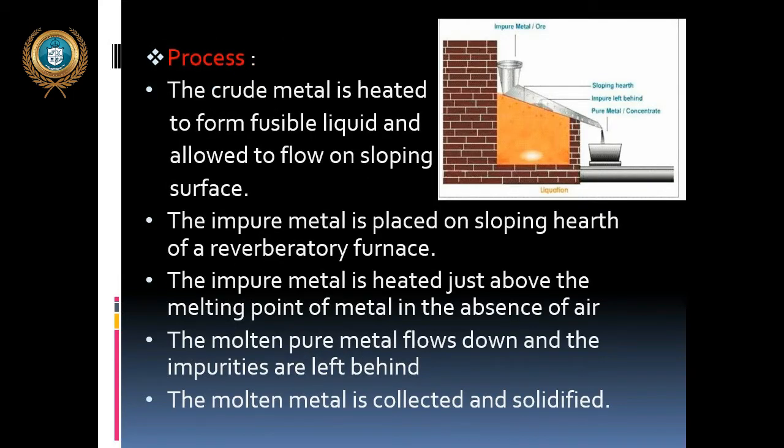Here the crude metal is heated to form a fusible liquid and allowed to flow on the sloping surface, and the impure metal is placed on the sloping hearth of a reverberatory furnace. The impure metal is heated just above the melting point of the metal in the absence of air, and the molten pure metal flows down and the impurities are left behind. And now the molten metal is collected and solidified. So look at the picture here. It will be easy for you to understand the process.